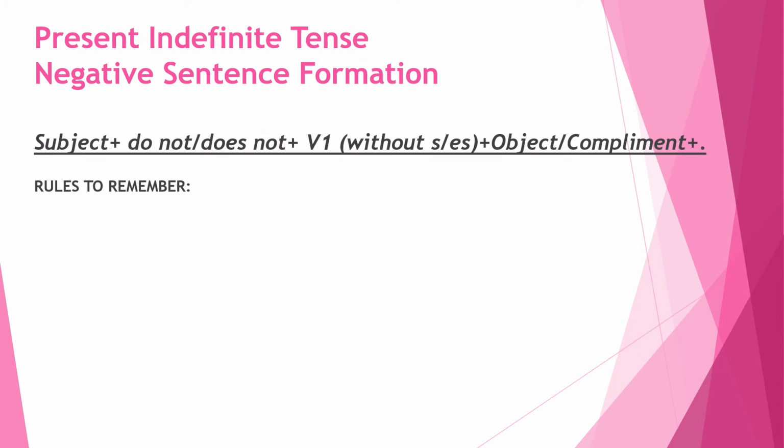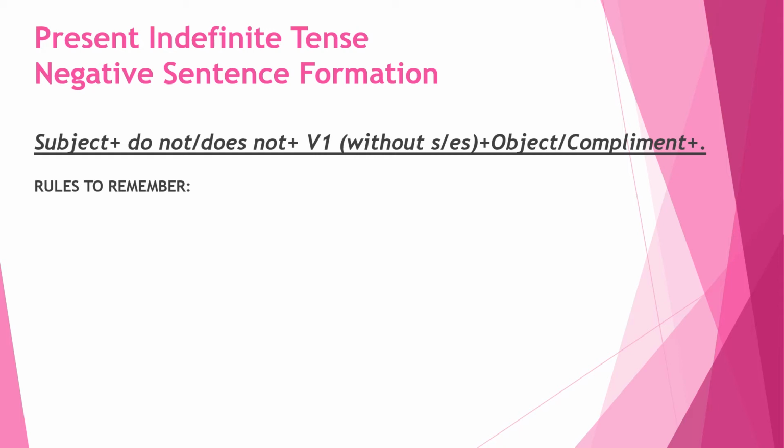Now we are going to talk about the negative sentence formation of the present indefinite tense or the simple indefinite tense. So here is the formula. First you add the subject, then you add do not or does not depending upon the subject. If your subject is singular, then what you have to do, if your subject is plural, then what you have to do, I'll tell you later. Then you add the first form of verb, but without s or es.